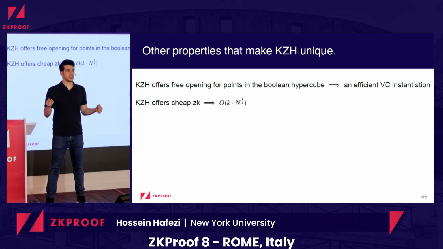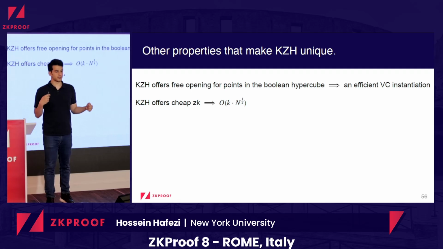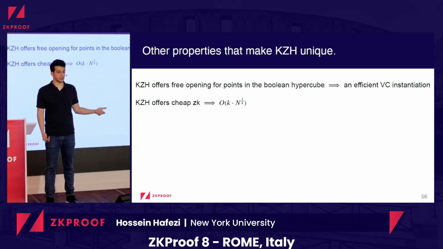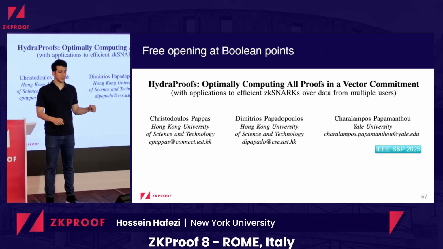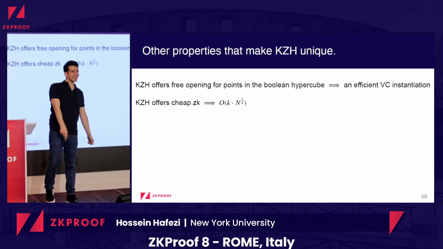And in parentheses, I just want to go through a bunch of cool properties that KZH has. So KZH offers free opening for points in the Boolean hypercube, meaning that the same polynomial commitment, you can also see as an efficient vector commitment instantiation. And also, it has a very efficient zero-knowledge compiler. And if I want to talk more about this property of free opening at Boolean points, there was a paper recently, HydroProofs, the author is sitting right there, actually. We're just talking about it.